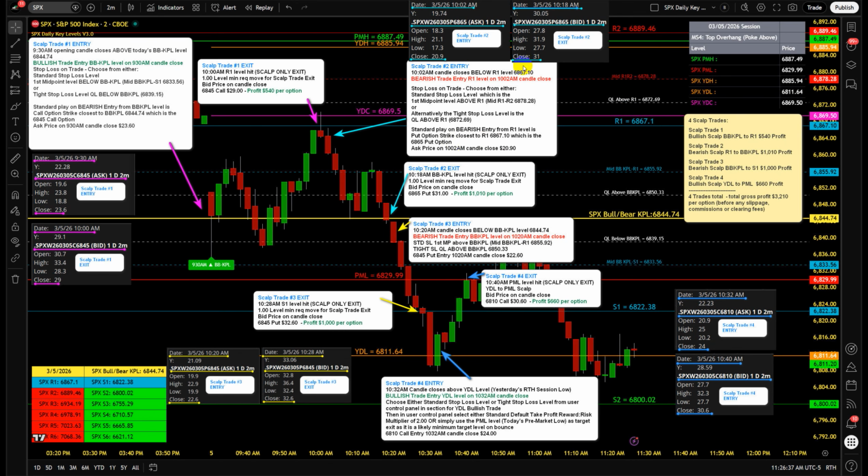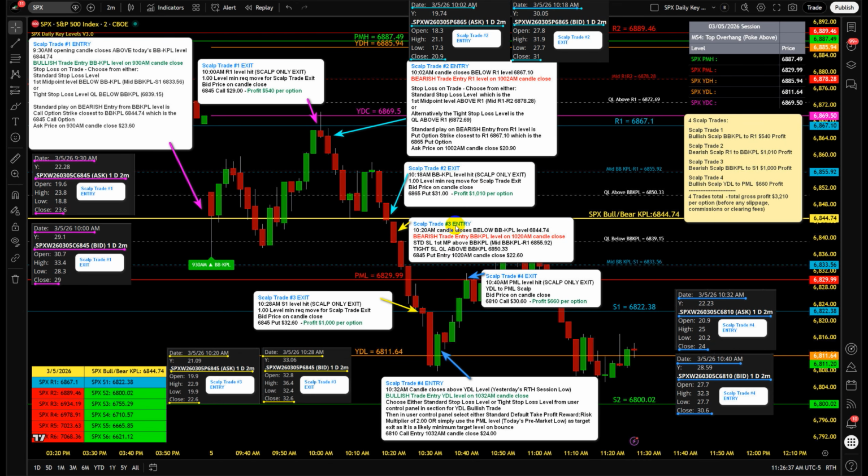So the price on the 10:02 a.m. candle, the ask price $20.90. We're looking for a one level move in our favor. That's right back down to the bull bear key price level. At 10:18, the BBKPL level is hit, so there's your exit. Bid price on candle close 31. Profit $1,010 per option.